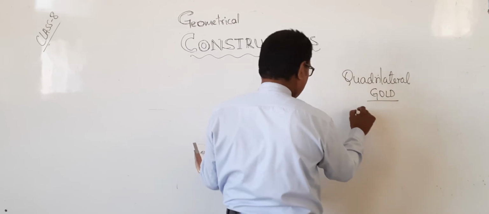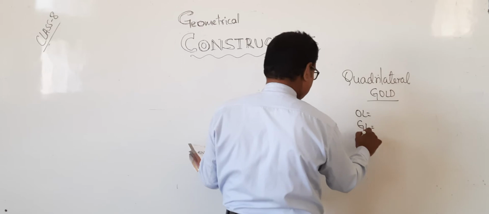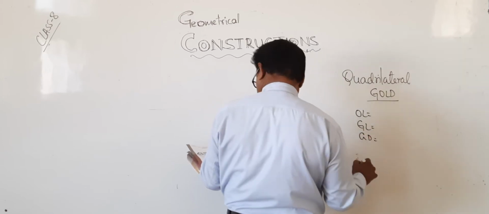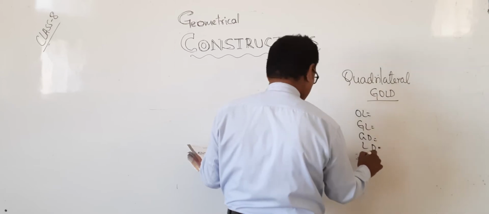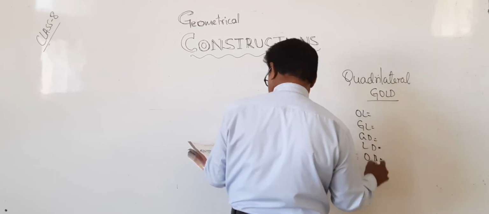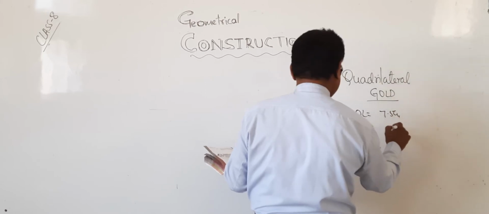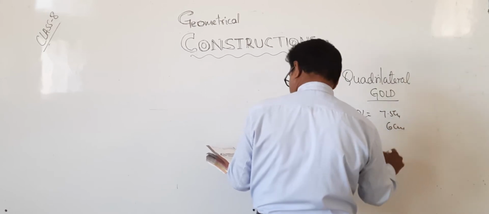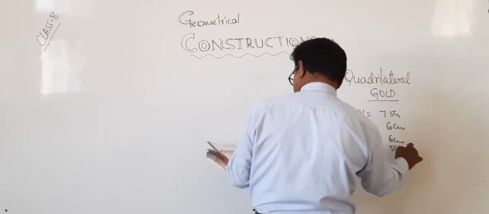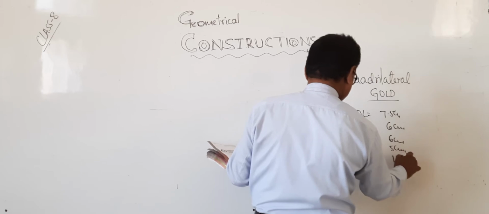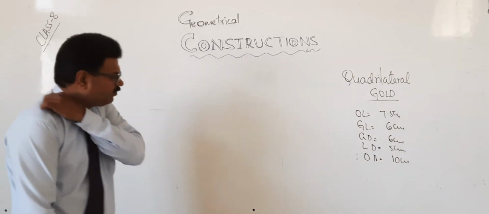OL, GL, GD, LD, OD. 7.5 centimeters, 6 centimeters, 6 centimeters, 5 centimeters, 10 centimeters. Now this is a very simple problem.